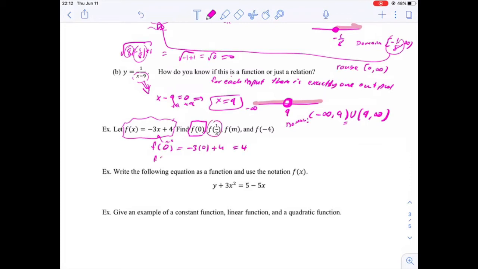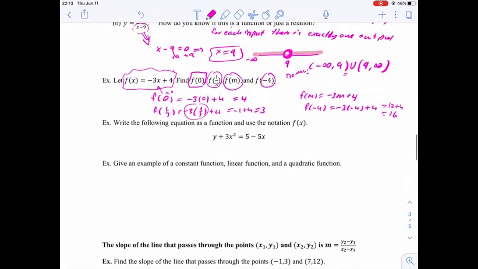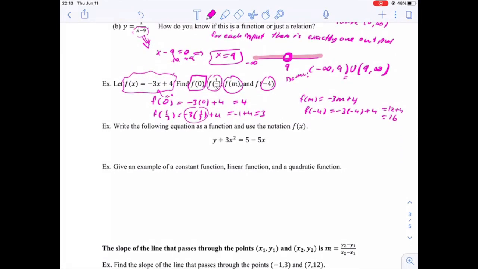What about f of 1/3? We just plug 1/3 into the function, and we get -1 plus 4, which is 3. Now let's plug m. F of m is -3m plus 4. Let's plug -4. F of -4 equals -3 times -4 plus 4. And that's 12 plus 4, which is 16. So these are the outputs. The inputs are 0, 1/3, m, -4, and these are the outputs.